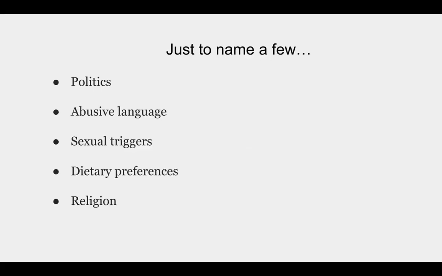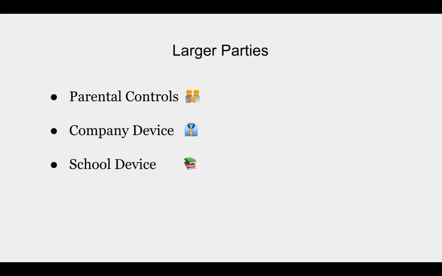To name some other areas, politics, abusive language, sexual triggers, dietary preferences, and religion are areas that are very important to specific people and groups of people, and these people need to have their preferences respected in these recommendations. There are also larger entities that care about content filtering besides governments, like parental controls, companies, and schools. And we find that a lot in the United States today.